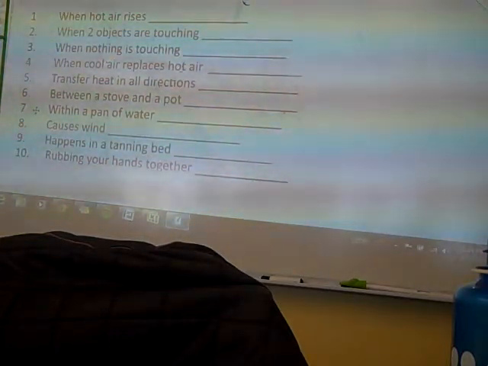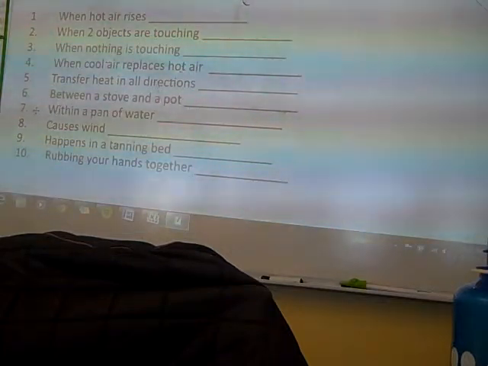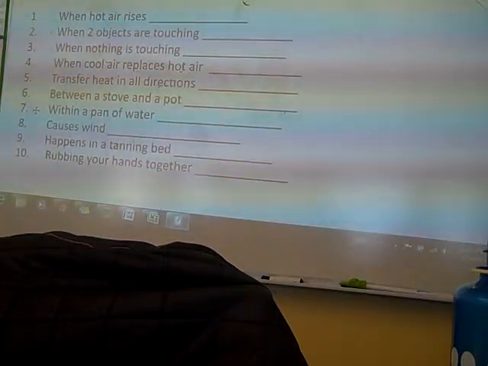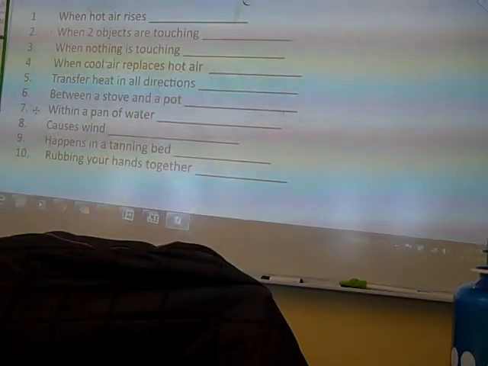Convection. V. Yes. Sit down if you got it wrong. When cool air replaces hot air, convection. Thank you for derailing class, though. That's awesome. 5. Go ahead, Asada. Transfer in all directions, radiation. Yes. 6. Go ahead, Abdul.